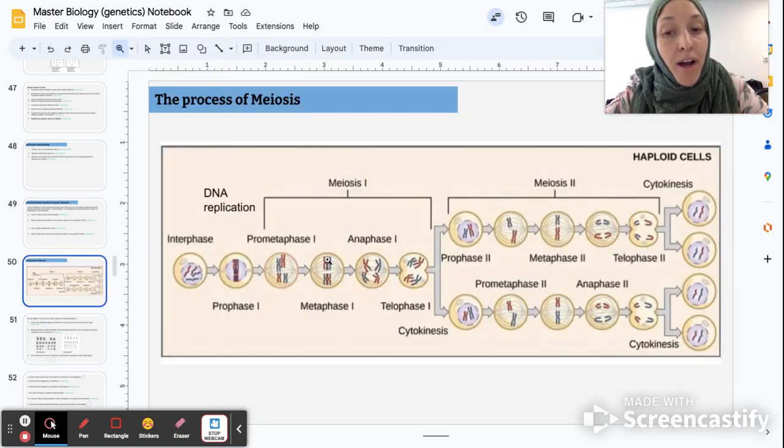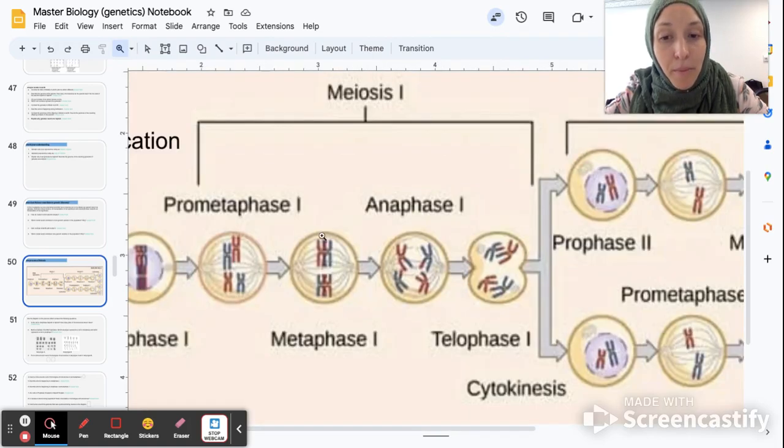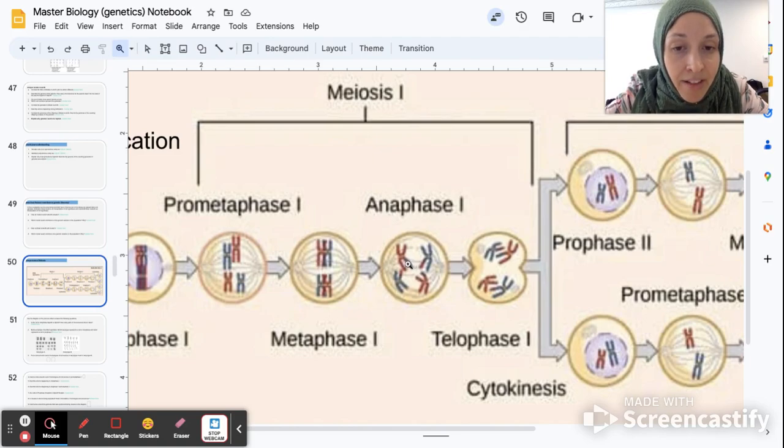In metaphase 1, our homologous chromosomes are paired, and actually what's occurring here is crossing over. So this is where crossing over occurs. And you can see here, now I have a little bit of blue on this chromosome, a little bit of red, a little bit of blue on this one, a little bit of red on this one.